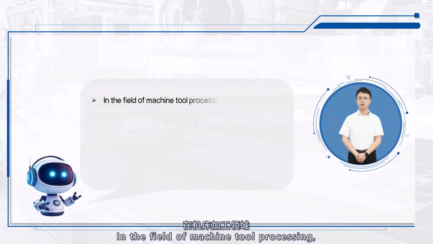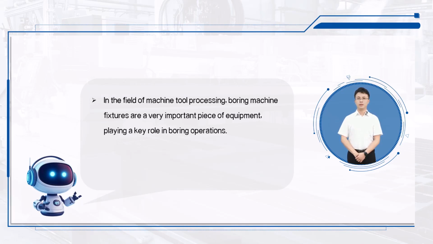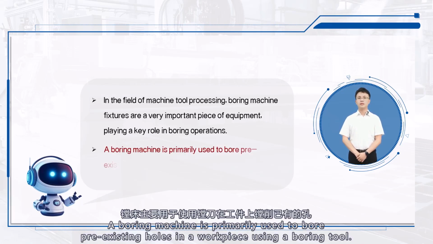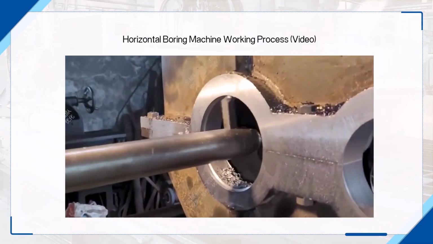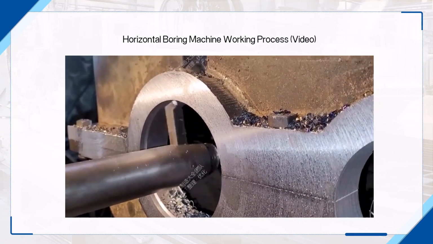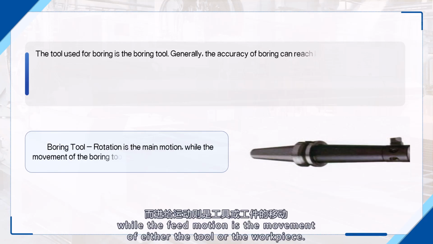In the field of machine tool processing, boring machine fixtures are a crucial piece of equipment, playing a key role in boring operations. A boring machine is primarily used to bore pre-existing holes in a workpiece using a boring tool. Typically, the primary motion in boring is the rotation of the boring tool, while the feed motion is the movement of either the tool or the workpiece.